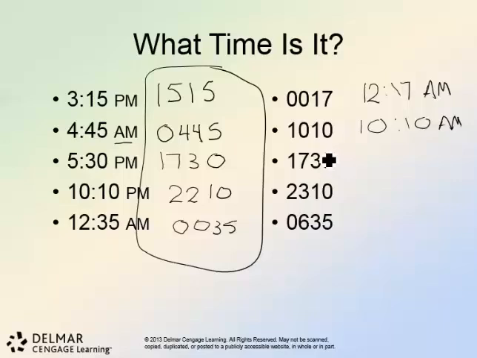1730, well, we kind of just did this one, so 1730 you would subtract 1200. So if it's a value at 1300 or more, you subtract 1200 from it. If you subtract 1200, you get 530, and since it is over 1200, you put PM. Again, since it's greater than 1300, you subtract 1200, and you would get 11:10 at night, PM. 0635, that means that's in the morning, 6:35 a.m.